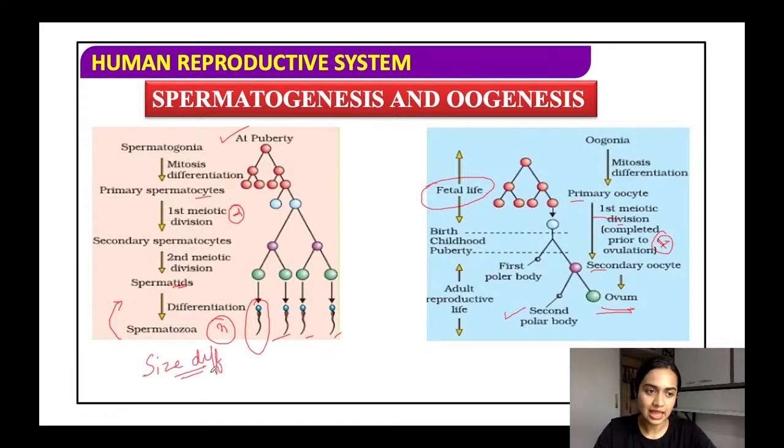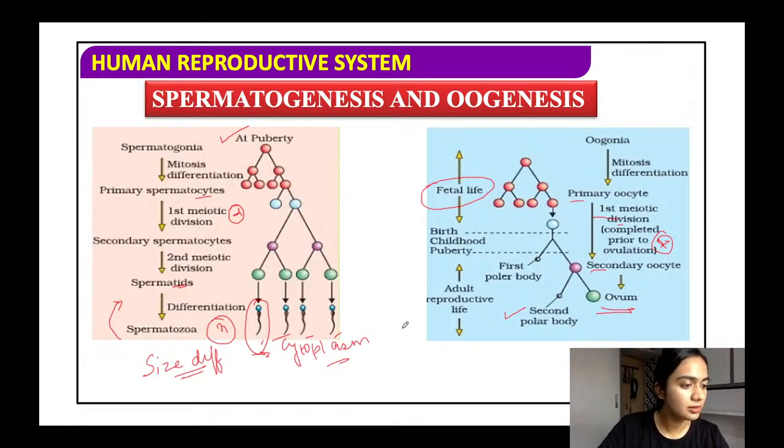Why is the size difference happening? What we need to remember is that basically the size difference is due to the cytoplasm getting distributed unequally. That is one of the major reasons. Now another reason what we can say is that, I'll just read it out as it is given in the book. Yes, so what happens is that the excess of the cytoplasm is absorbed by the Sertoli cell.